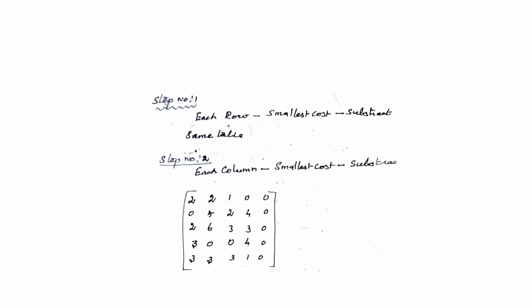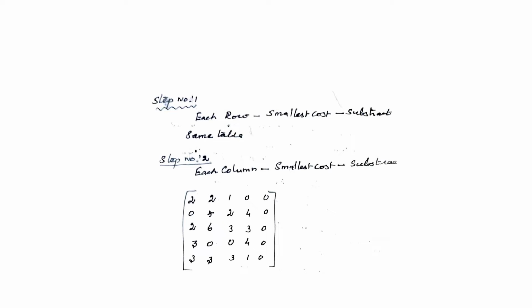Step number 1, as already discussed, is to subtract each row's smallest cost. Here we will get the same table, because in each row the smallest cost is 0. So we subtract 0 from the other elements in the row, and we get the same table. So in step number 1 there is no change; we get the same cost matrix.